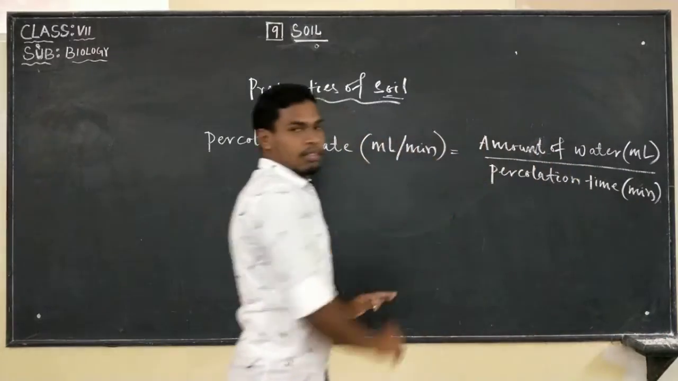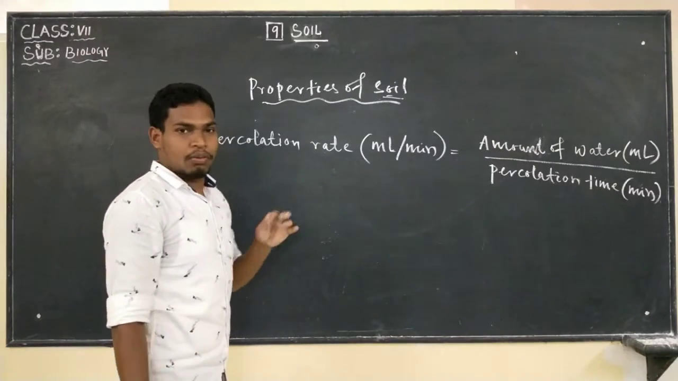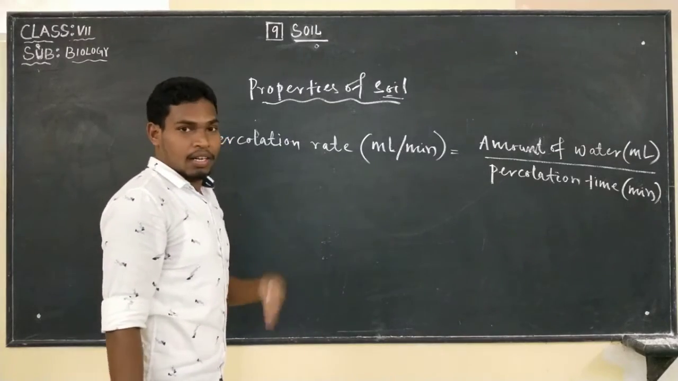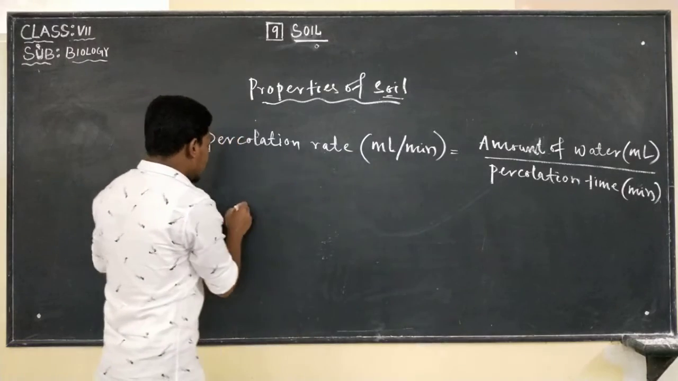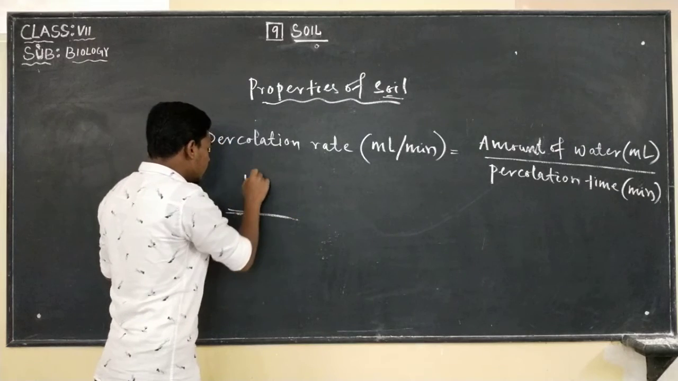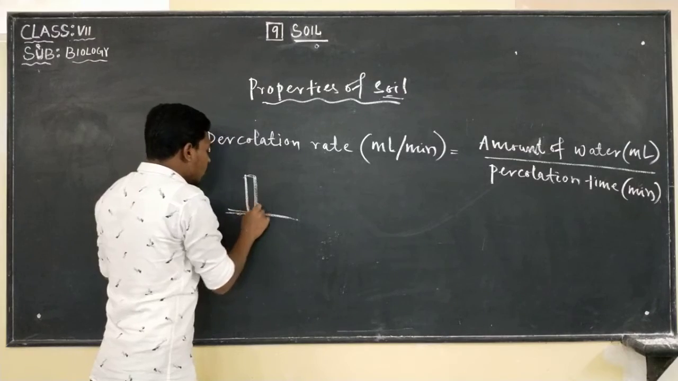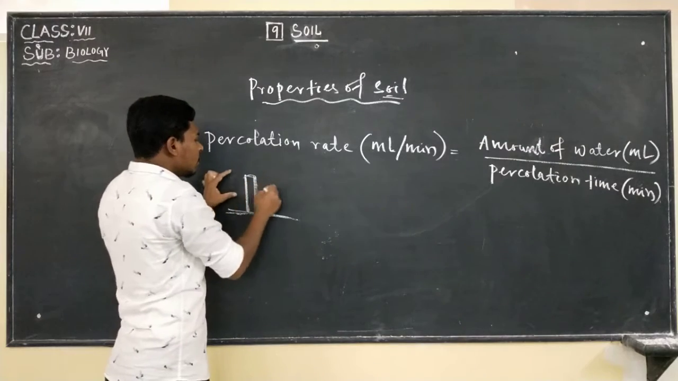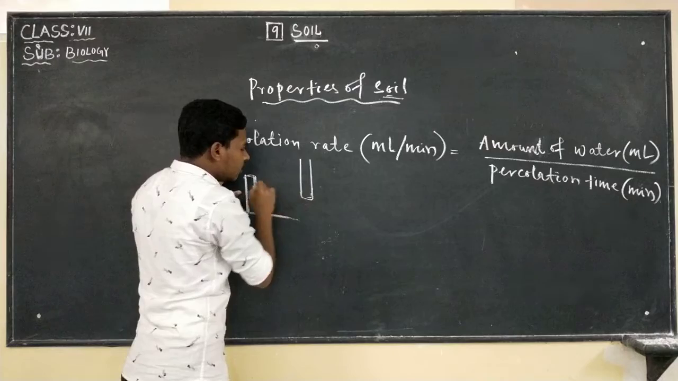We need to take 3 different soils. First one is sandy soil. You need to visit wherever there is sandy soil. Next one, loamy soil, and the third one is clay soil. First you need to put a cylinder or pipe, open on both sides. Now you need to measure some amount of water in a measuring jar.